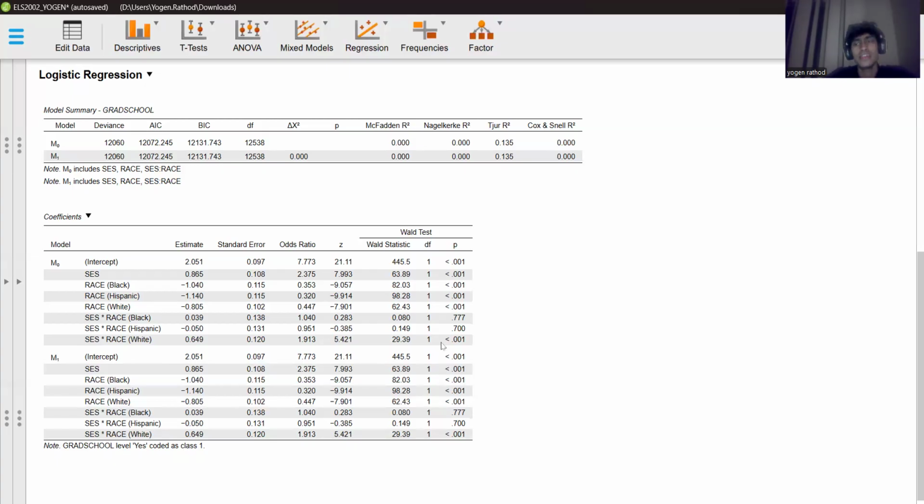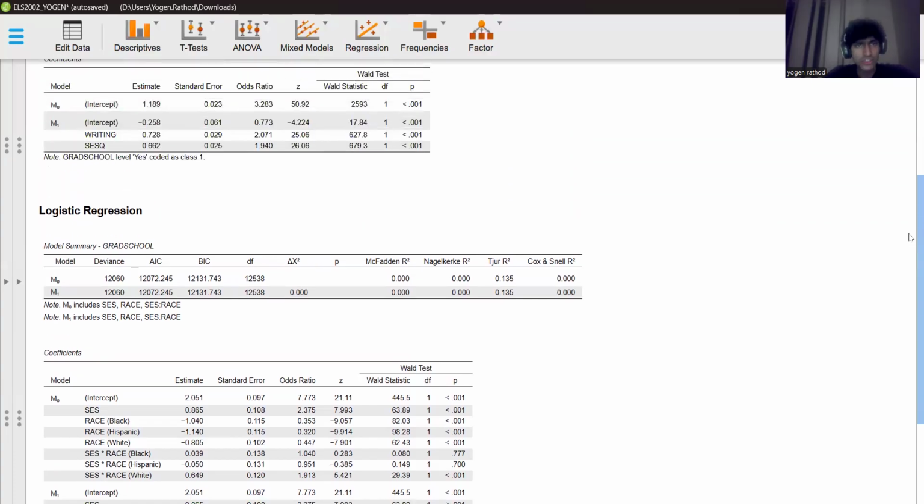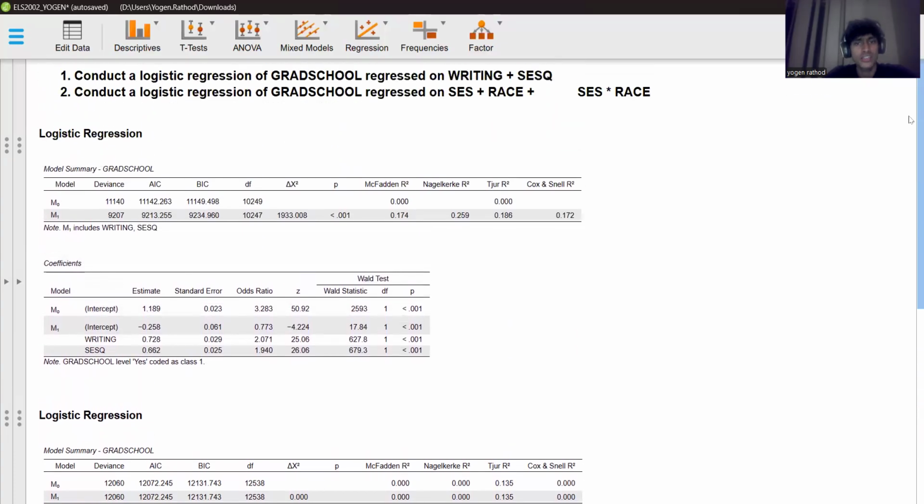So if I take the conclusion, overall this model demonstrates that while academic performance, meaning the writing, and socio-economic background are strong predictors of post-college success, the influence of socioeconomics can vary significantly depending on the student's racial background. So we got this prediction from this model.